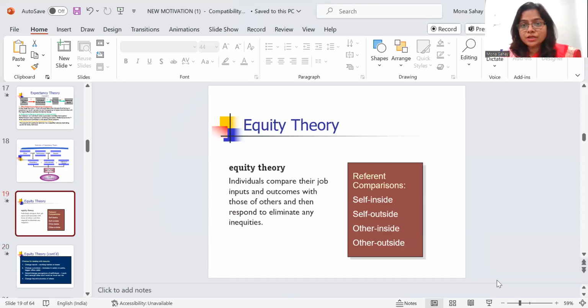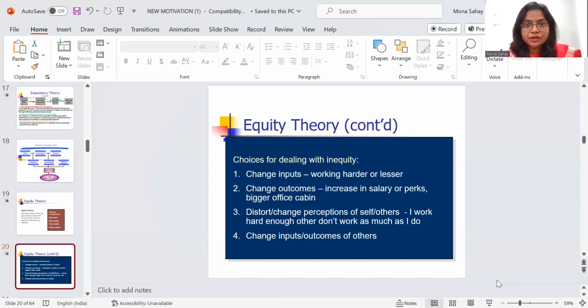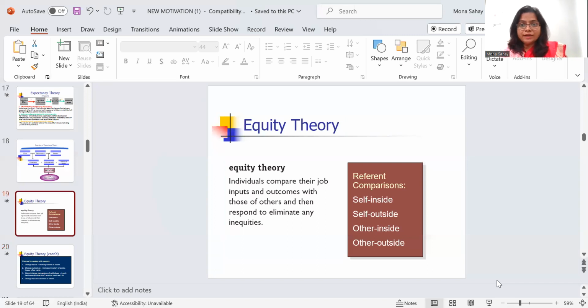Now there is self inside, self outside, other inside, and other outside. Here, we can have a look at self inside. What does this mean? That people are comparing themselves at some other place, by other place I mean in the same organization, in some other position. So that is self inside.